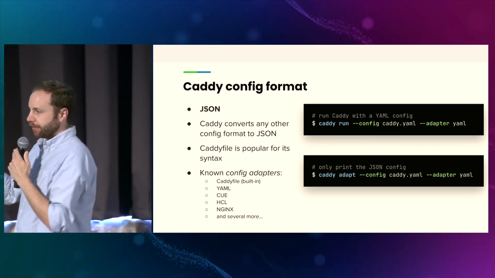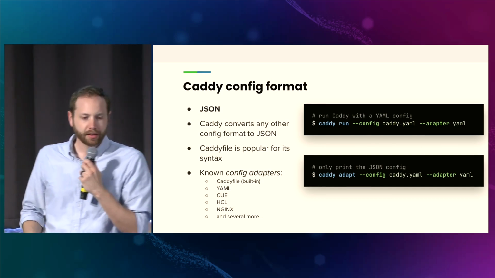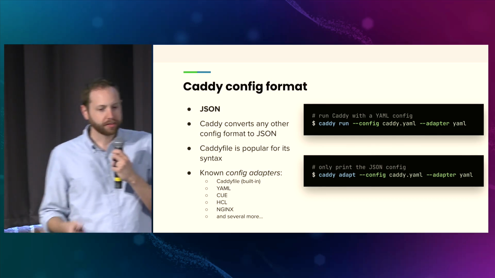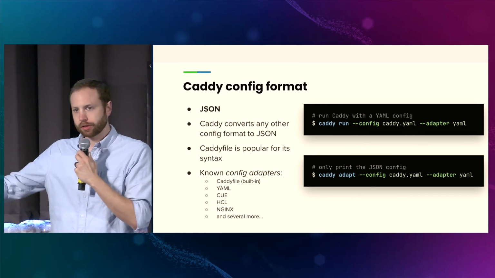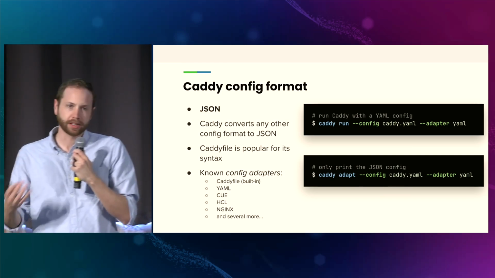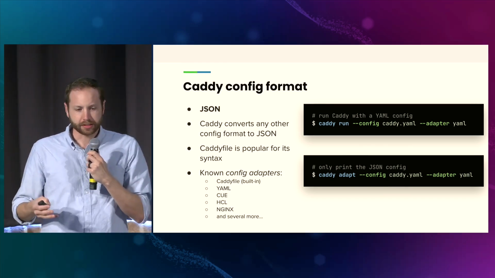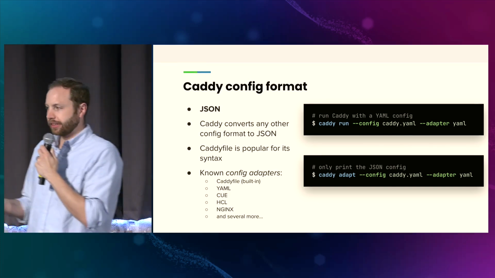So this is how you might run Caddy with a YAML config, if you like pain. Or this is how you can adapt it to JSON if you want to convert it to JSON and then work with it more. There's a lot of config adapters that are plugins. The Caddy file's built in, that just works. There's YAML, there's CUE, you can even run it with Nginx config.